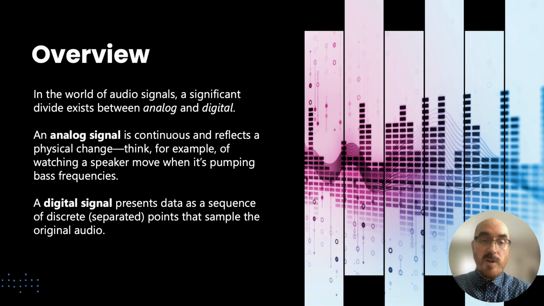A digital signal presents data as a sequence of discrete, separated points that sample the original audio. We can think about digital audio sort of like a film. When we have a film, we have a bunch of still photographs that we play together in quick succession. So it's a little bit different than an analog signal, where there's no stopping. There's just continuous movement, right? We'll dive a little bit deeper into what the differences are between these and the technologies used to create analog and digital recordings.